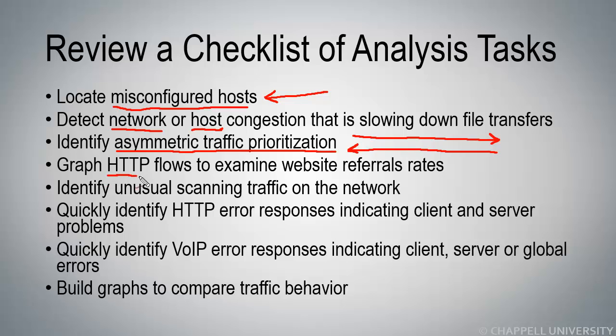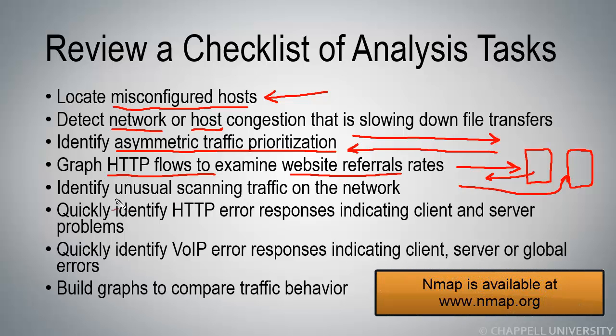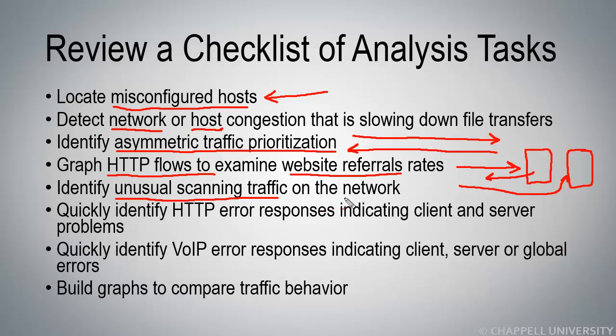We can graph the HTTP traffic to examine any website referral rates. So when you send a packet to a specific website, we can easily find out if that website is telling you to go somewhere else, causing you to basically go to another server to get information. That's also referred to as an HTTP redirection. We can detect unusual scanning traffic on a network. So if someone's using Nmap against you, it's pretty easy to detect that traffic type.